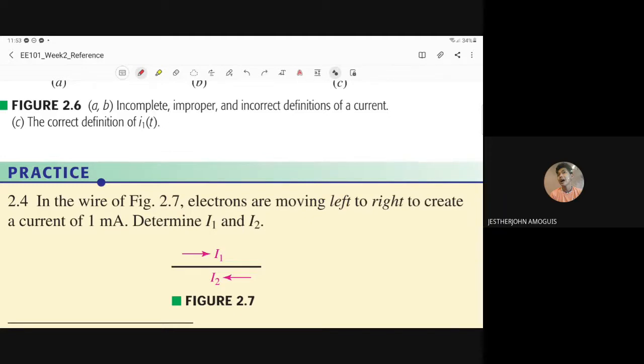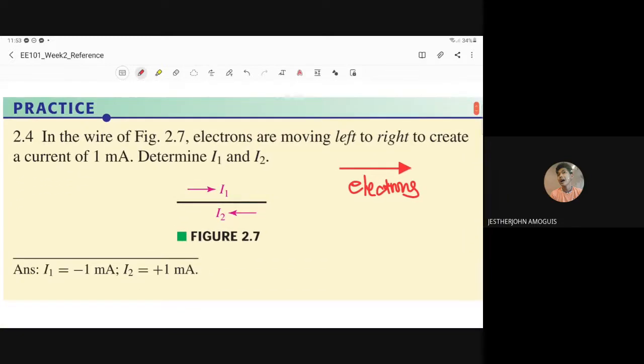Okay? So left to right, so from here padulong diri. So ana from left to right daw ang movement sa atong, take note ha, electrons. Take note class nga electrons atong gihisgutan ani. Okay. So determine I1. Kani daw unsa daw value sa I1 nato. Okay. So let's go directly to the answer ha. I1 is negative 1 milliampere.